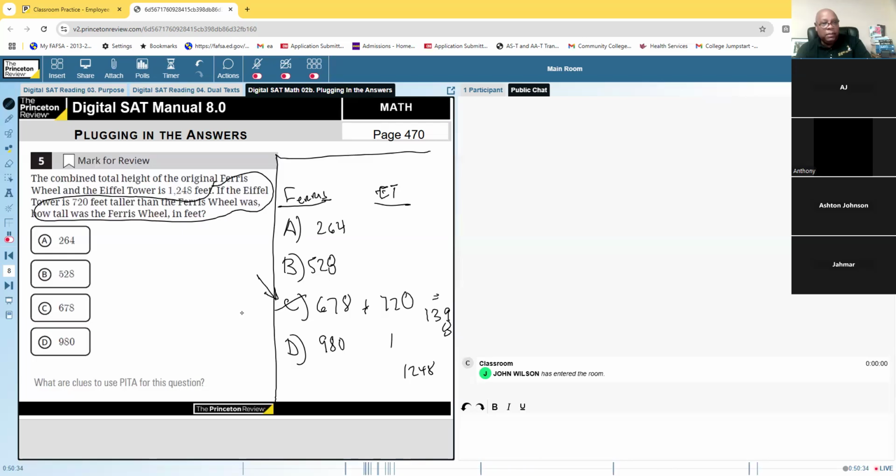So it's not C. Don't you see it can't be D, therefore? D's just going to be an even higher number, isn't it? So it can't be D either. Okay, because D is going to be a higher number. So that brings us to B. All right. What's the Eiffel Tower if the Ferris wheel is 528?